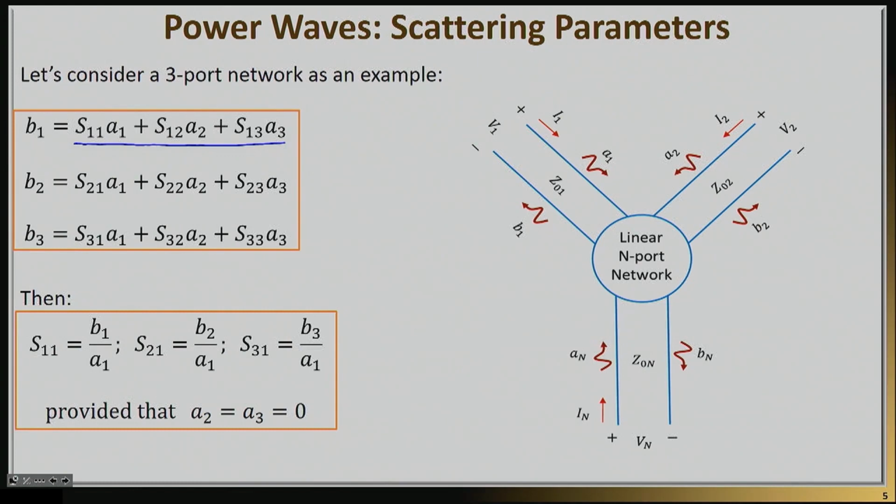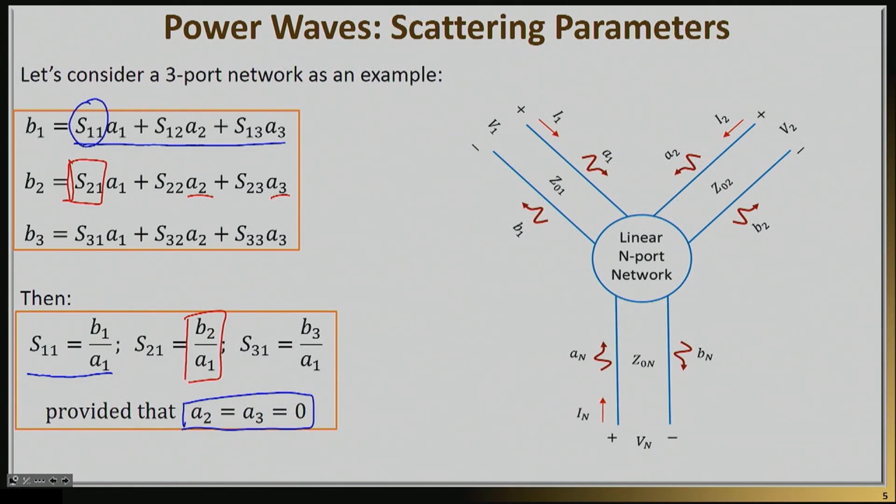For example, if I want to calculate the S11 parameter right here, then I can simply say that S11 will be equal to B1 divided by A1, provided that I can make A2 and A3 equal to 0. And that's a direct consequence, obviously, of the equation. Similarly, if I want to calculate S21, which is the parameter you see in the second equation right here, then S21 will be equal to B2 divided by A1, provided that you can make A2 and A3 equal to 0. And so on and so forth.